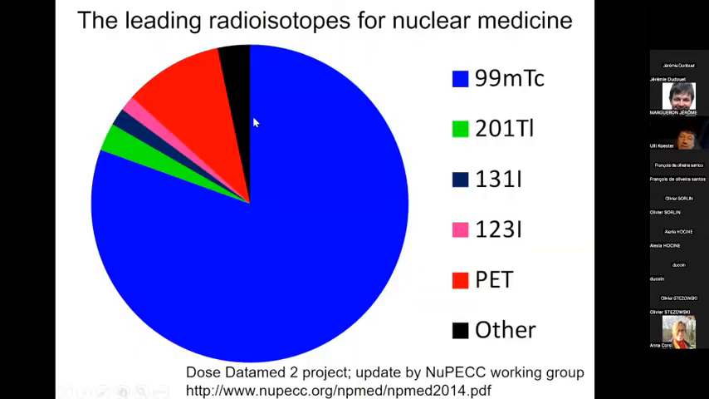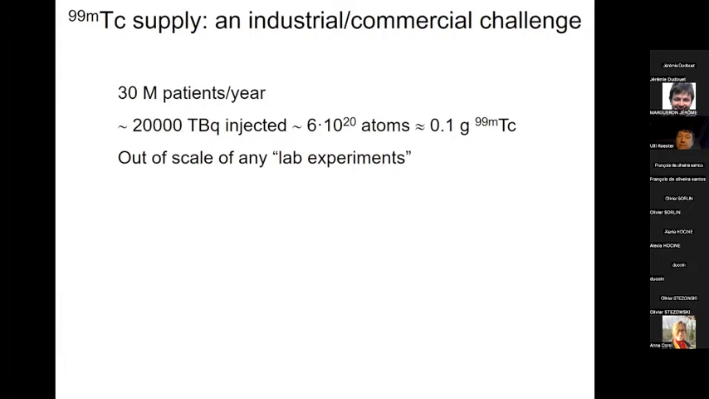Now, I told you that technetium is a very important isotope. It's nowadays like 80 or 75% of all procedures. And that makes more than 30 million patients per year, which is a tremendous scale. I mean, it is 20 petabecquerel which is being injected, which is 0.1 gram of a radioactive isotope. So when you think, I have found a great method how to make technetium-99m with my Culex or whatever method, just forget it. The need is completely out of scale of any lab experiment.